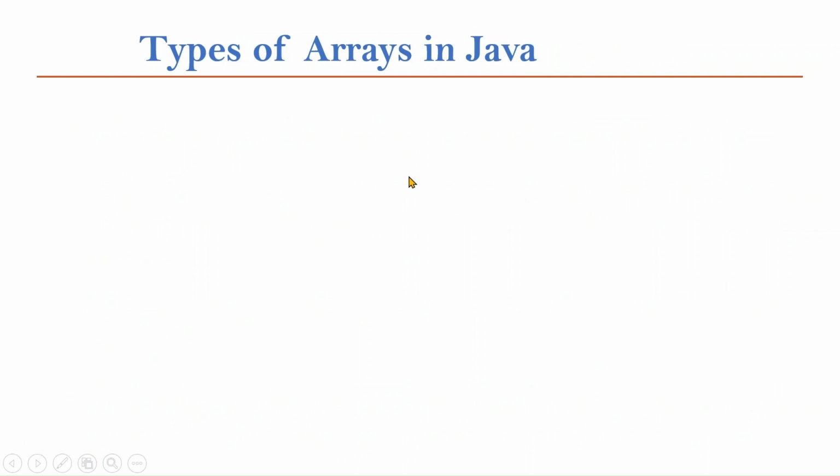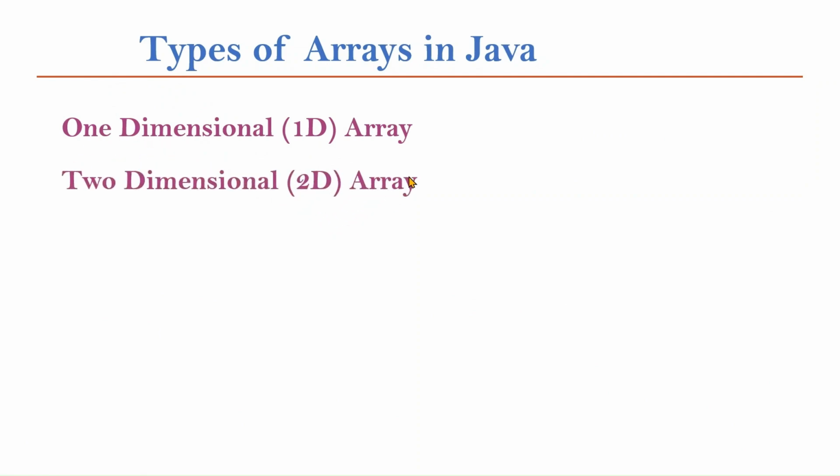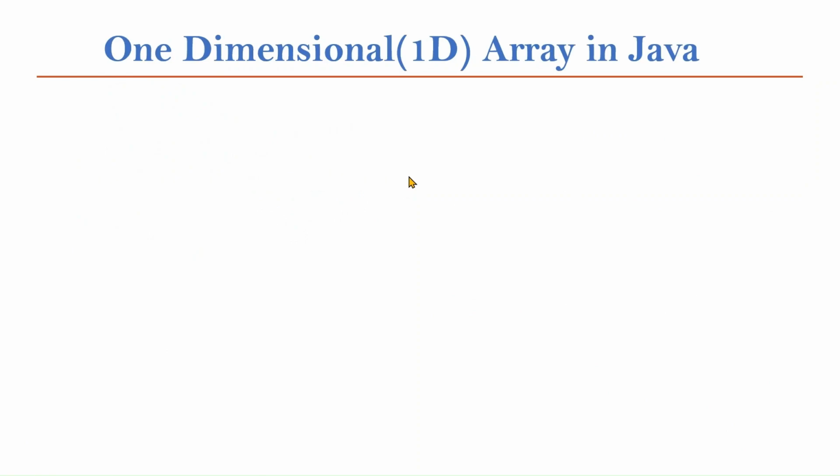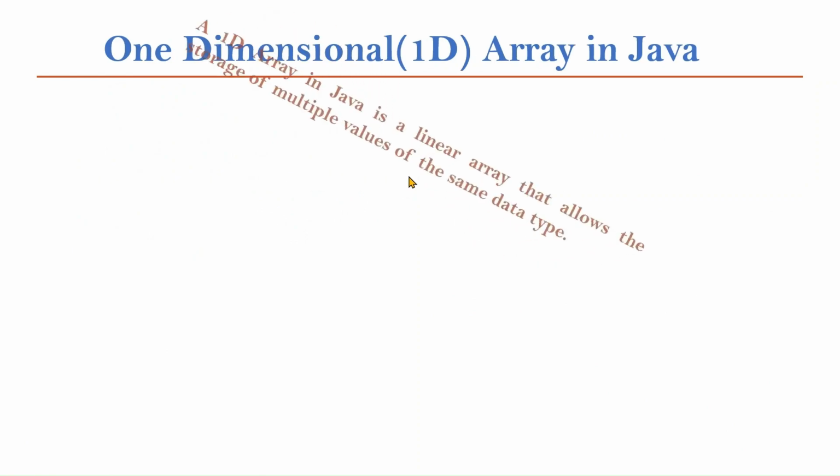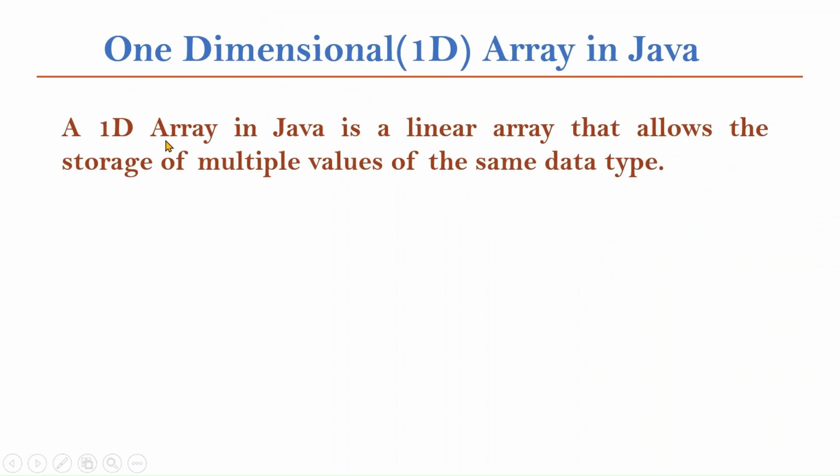Now coming to the types of arrays, we have one-dimensional array, two-dimensional array, and jagged array. In this lecture we will see one-dimensional array. A 1D array implies a one-dimensional array. In Java, it is a linear array that allows the storage of multiple values of the same data type.